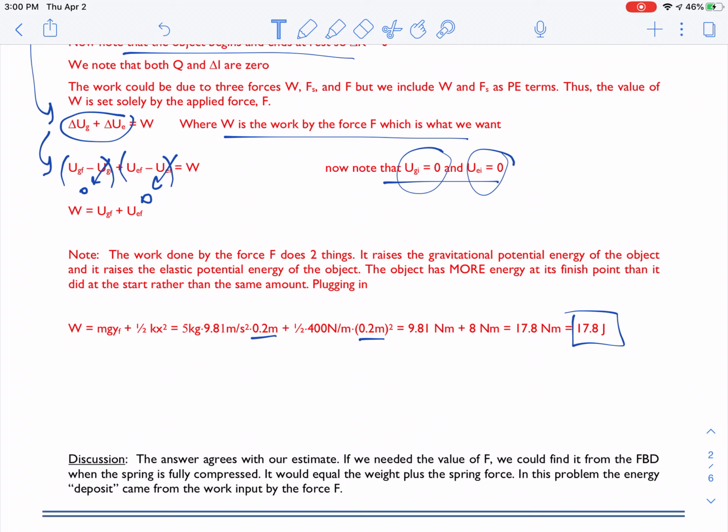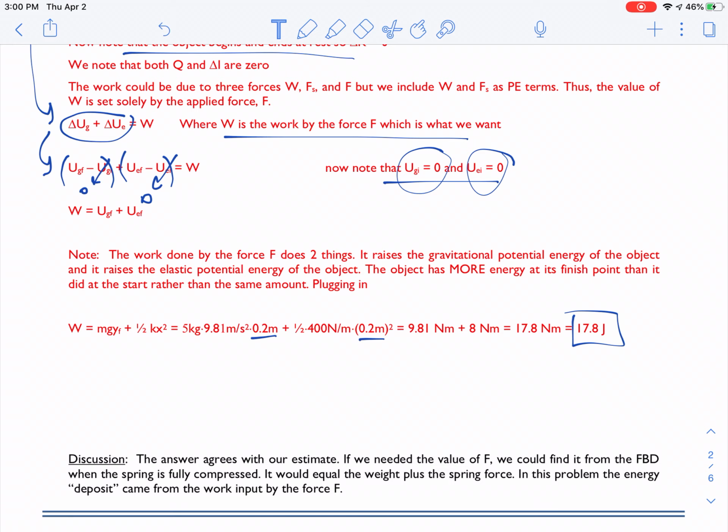And if we needed the value of F, we could still find it from the free body diagram, but since F is a variable, maybe they would ask you to find it when the spring is fully compressed. Then you need to apply Newton's second law and find out, for that case, what is the spring force, what is the weight force, and then you can find the external force as well, so that the system is in balance because it's not moving at all. That means it doesn't have an acceleration when it is fully compressed.